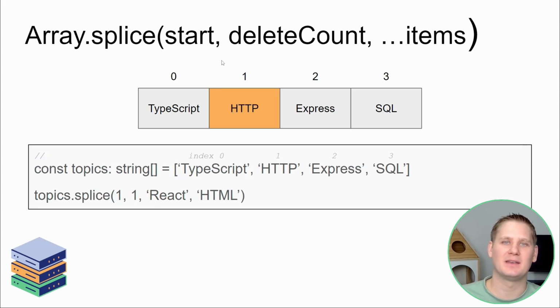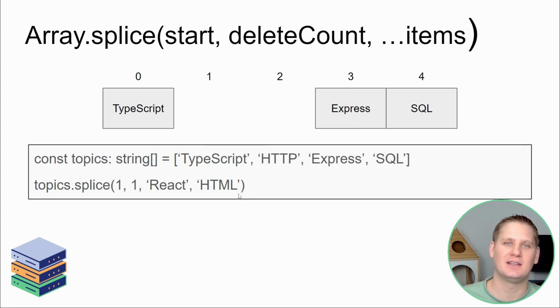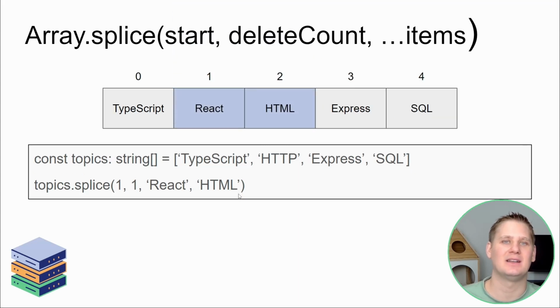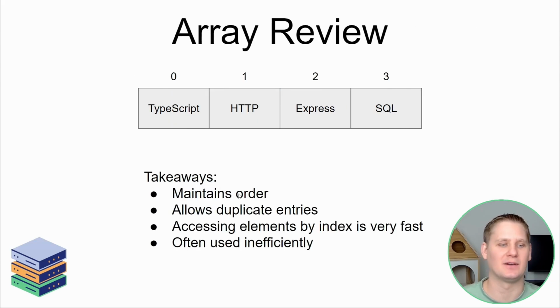For the splice method, we specify a start index, how many elements we want to delete from that index, and new items that we want to add at that index. So in this example, we'll say splice starting at element 1, remove one element, which means we would just remove HTTP, and add the elements React and HTML in its place. So when we do this, HTTP gets removed, React and HTML get added. There are more methods on arrays, but that's all we're going to talk about for now.